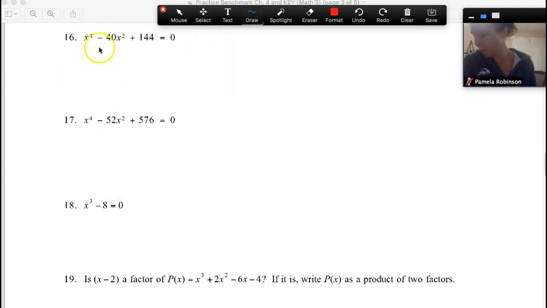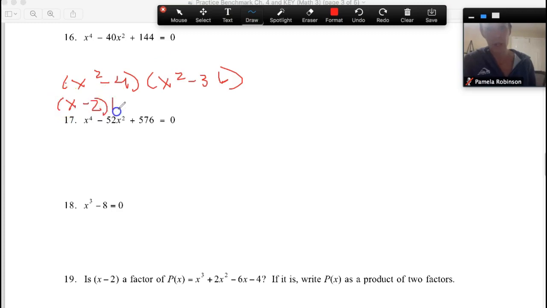Number 16, I think we got to this point where we said x squared minus 4 and x squared minus 36 after we factored this. And then you can see this is the difference of two perfect squares. So this can go, because we factored this trinomial to these two binomials, we've got x minus 2 and x plus 2 for this one. And then factoring this difference of perfect squares, it's x minus 6 and x plus 6. And of course, that's equal to 0.